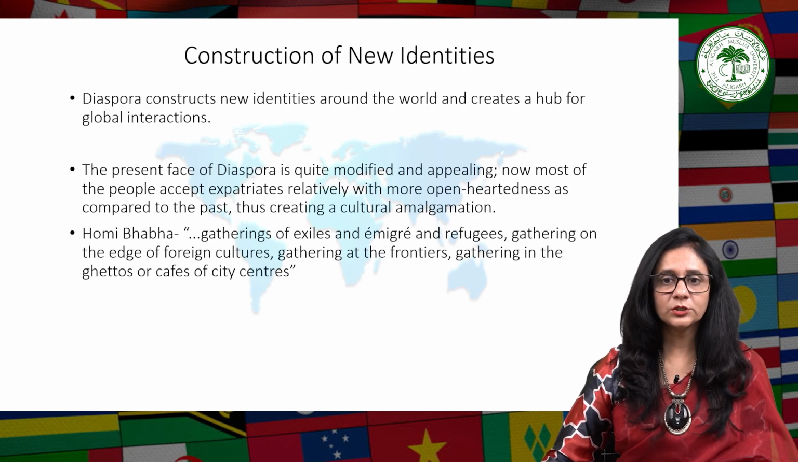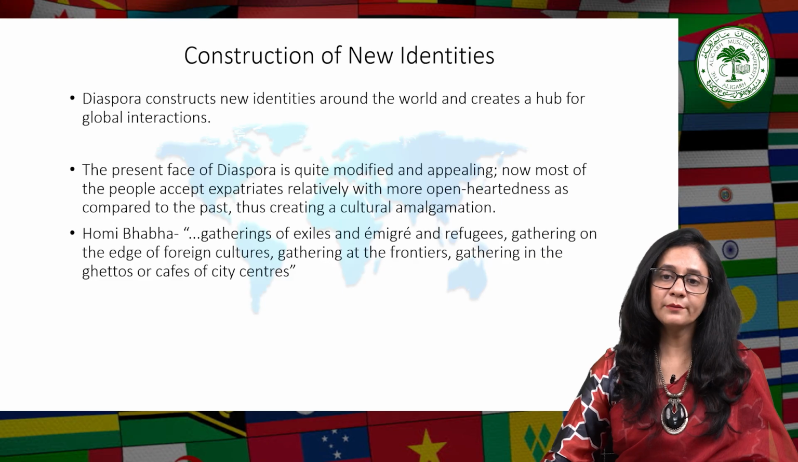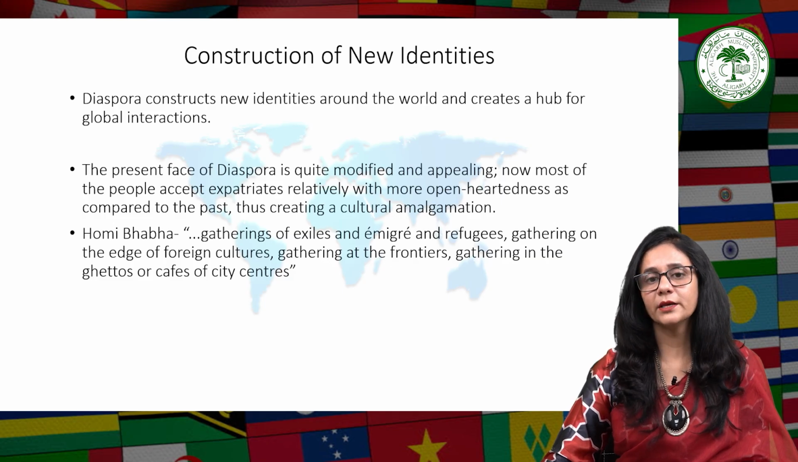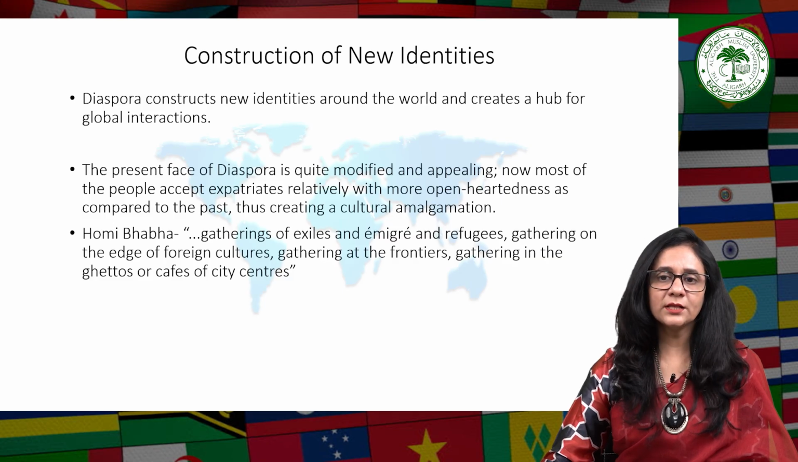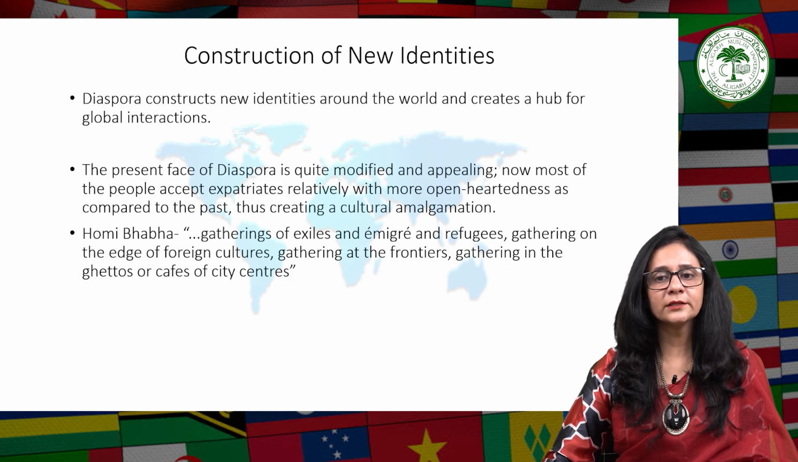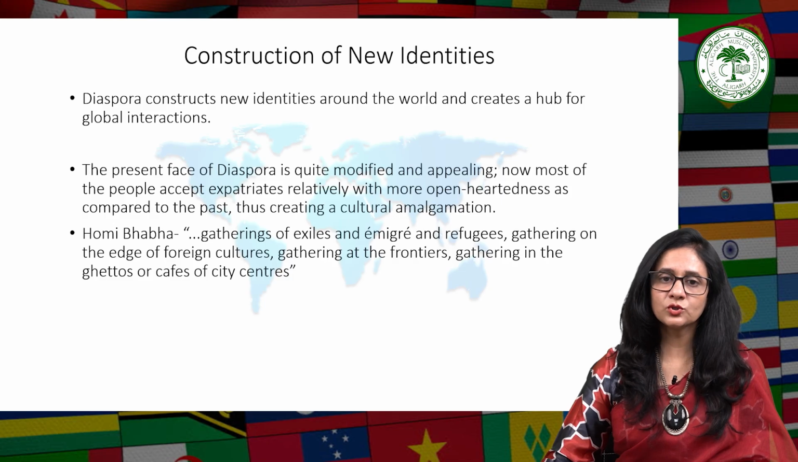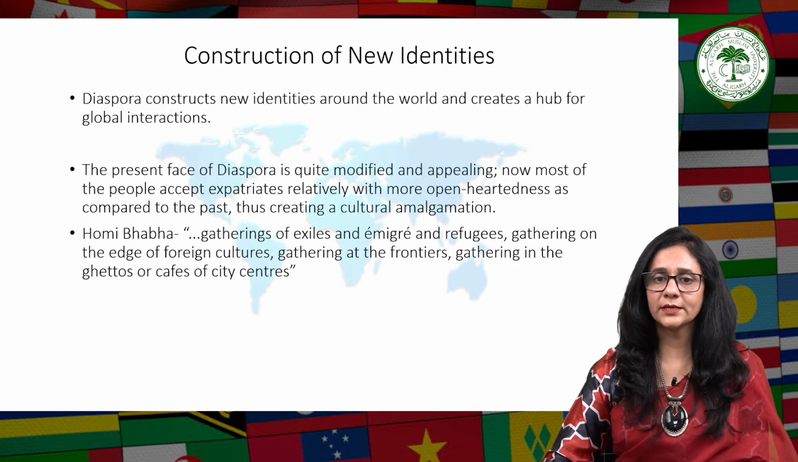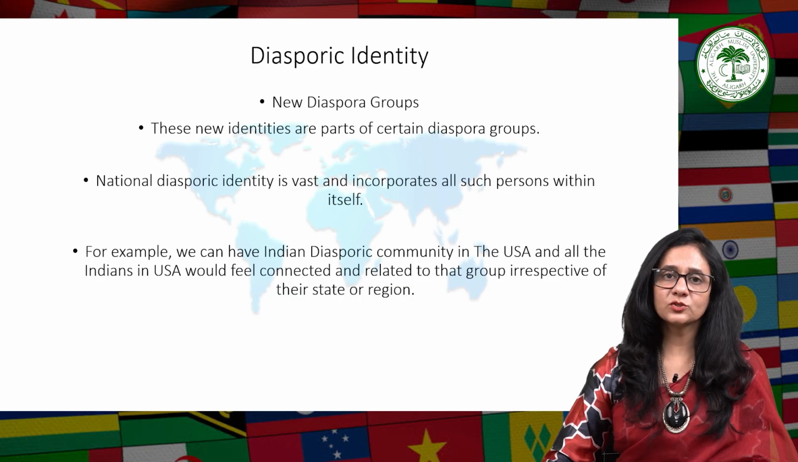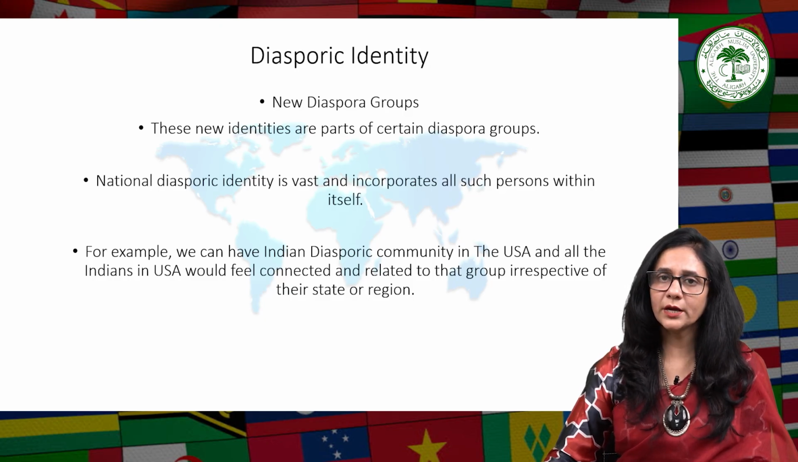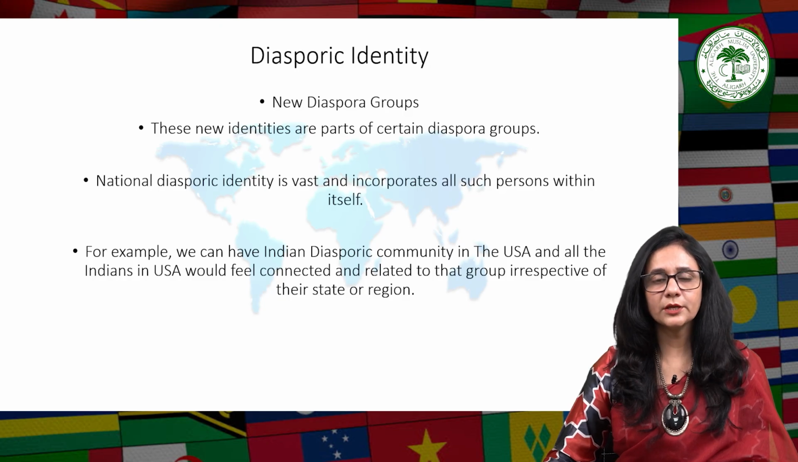Homi Bhabha, in his book The Location of Culture, shifts the focus from nationhood to culture. He talks about a hybridity that cannot be contained in binary structures. "Gatherings of exiles and emigres and refugees, gathering on the edge of foreign cultures, gathering at the frontiers, gathering in the ghettos or cafes of city centers." So, when he talks about these gatherings, Homi Bhabha means that the diasporic people, when they are in a new culture, when they are in a new society, prefer to stay together. They prefer to live in one specific locality where most of the people are from their motherland.